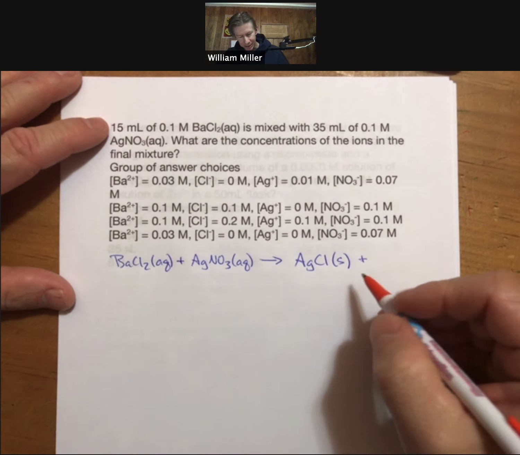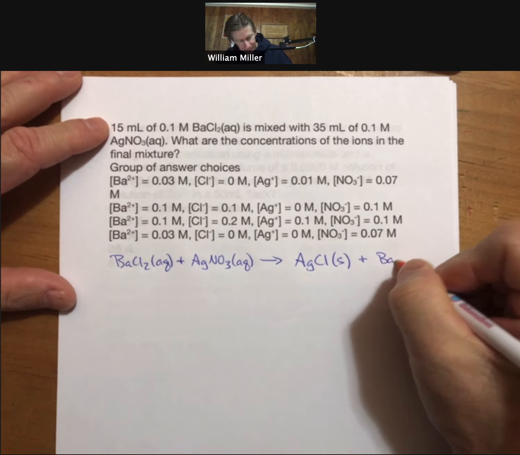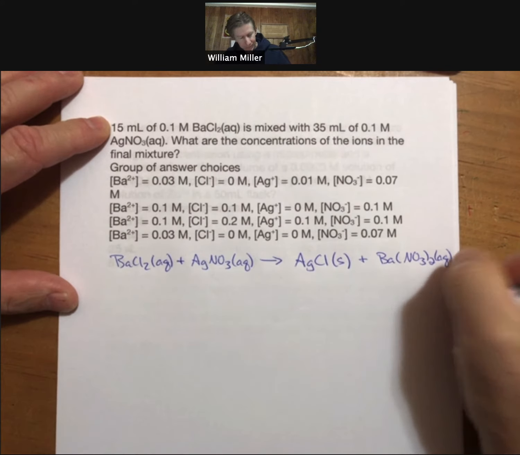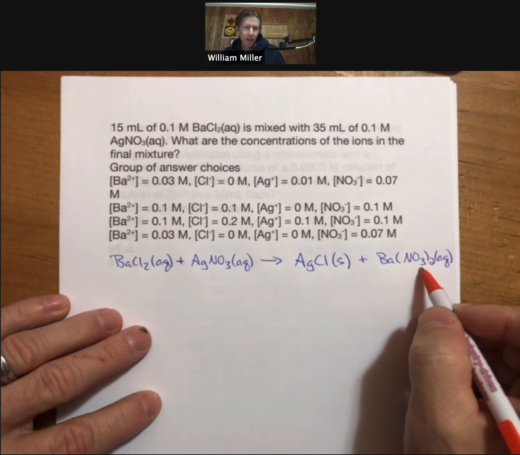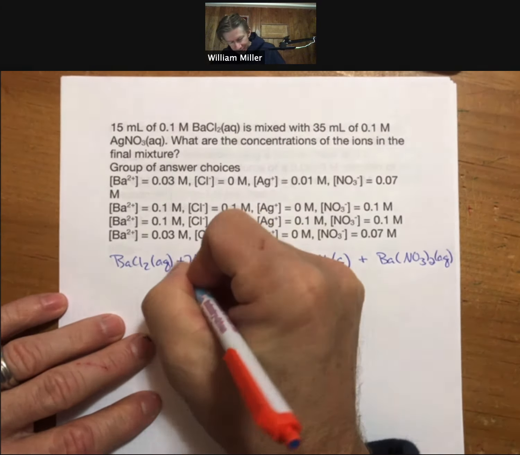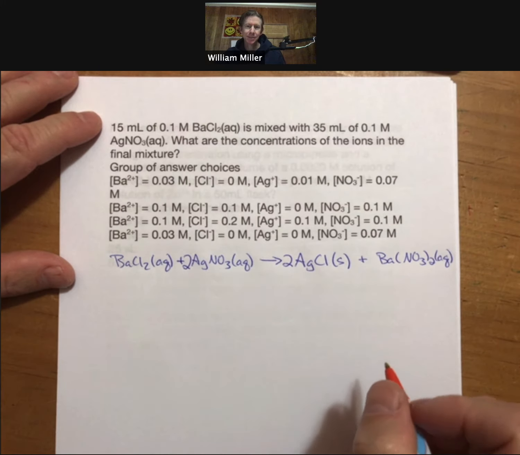It is a solid. The barium nitrate will be the other product, and it will be aqueous. All nitrates are soluble and therefore aqueous. I need some twos in here. That's going to be important. And now this is balanced.